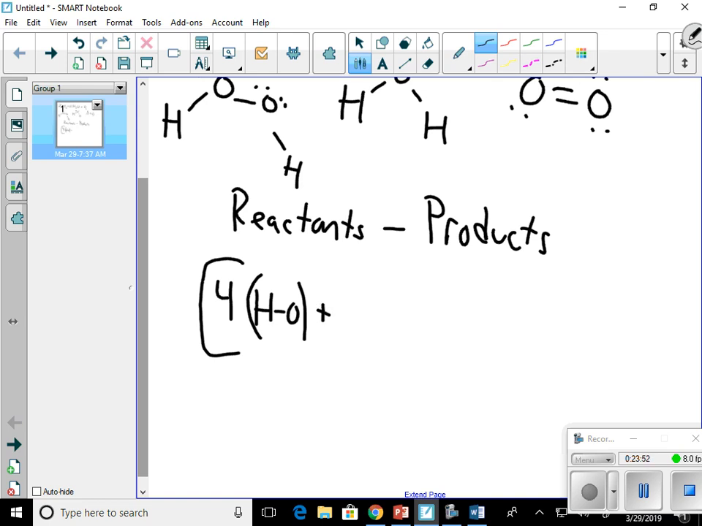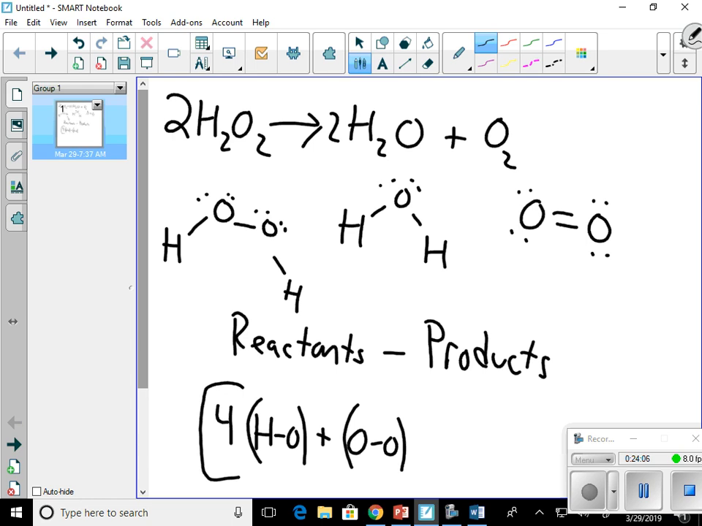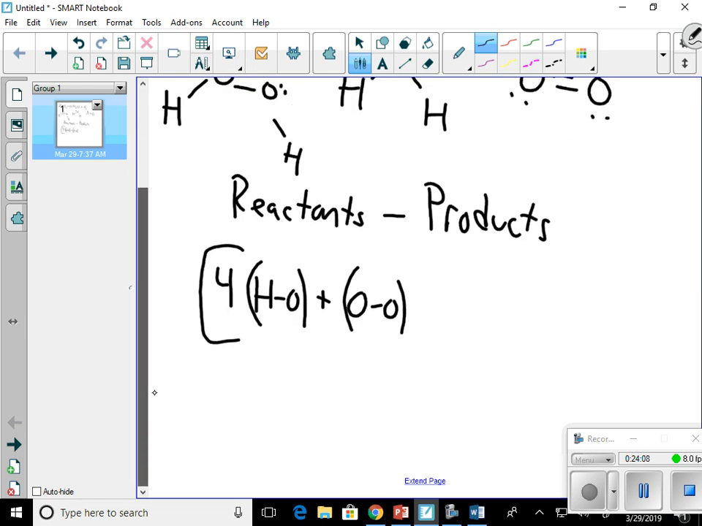Not only do I have HO bonds, I have an OO bond. Uh-oh. There's 1 OO bond in hydrogen peroxide. However, there are 2 hydrogen peroxides in the formula. So I'm going to say that I have 2 OO bonds. This is all of the reactant bonds that have to be broken. I need to subtract from that all of the product bonds that are formed.